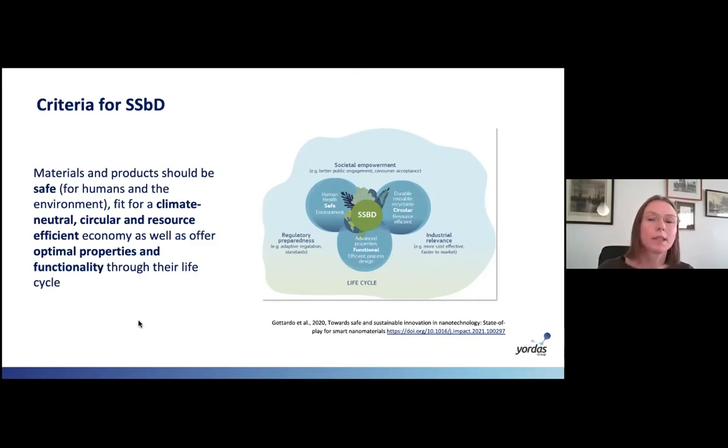The nanomaterials are often still in the innovation stage, and therefore, obviously, it's a perfect opportunity to make sure you get it right first time regarding safety and sustainability. This is in contrast, of course, to established chemicals that may have been used for many, many decades and started to be used even before anybody looked at safety. So that's obviously a great opportunity for nanomaterials specifically.